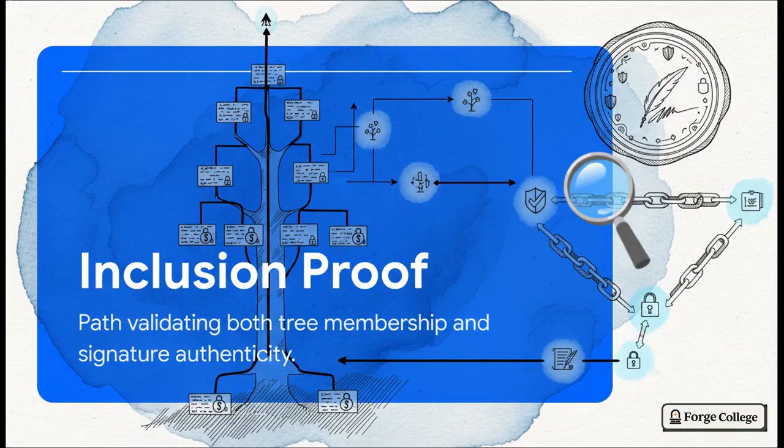And honestly, this brilliantly illustrates the elegance of what we're building here. See, when you generate an inclusion proof from that signed leaf, it acts as this phenomenal double guarantee. You aren't just proving the transaction belongs in the database. Because the leaf's hash includes the signature and public key, the inclusion proof simultaneously validates membership in the tree and the authenticity of the person who sent it. As we often discuss in the Forge College learning community, solving two massive security problems with one elegant cryptographic path, that is the absolute hallmark of great system design.